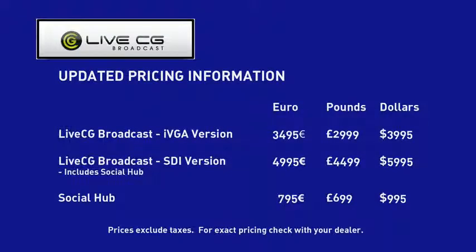Now, I talked about pricing at the beginning. We found out while we've been shooting this video that actually pricing in the US is a little bit different. The base unit is $4,000 and the SDI unit is $6,000 in the US. And the other thing that I wasn't aware of at the start is that if you buy the SDI version, you actually get the Social Hub plugin included in that price. So that's not an extra. So that €795 only applies to the IVGA versions wherever you buy it. So that is good news. The price is even more competitive. If you go and compare this to other boxes out there on the market, I think you will be surprised at its capability.